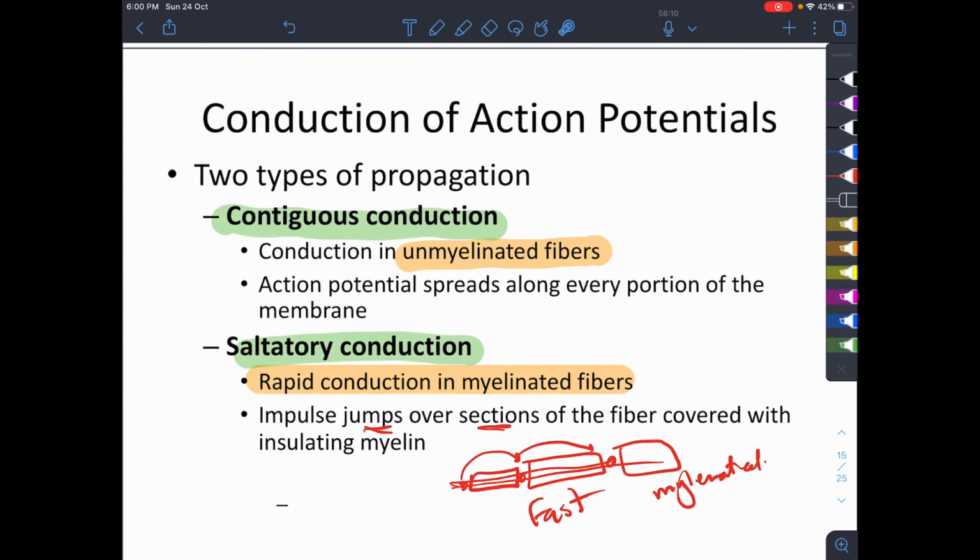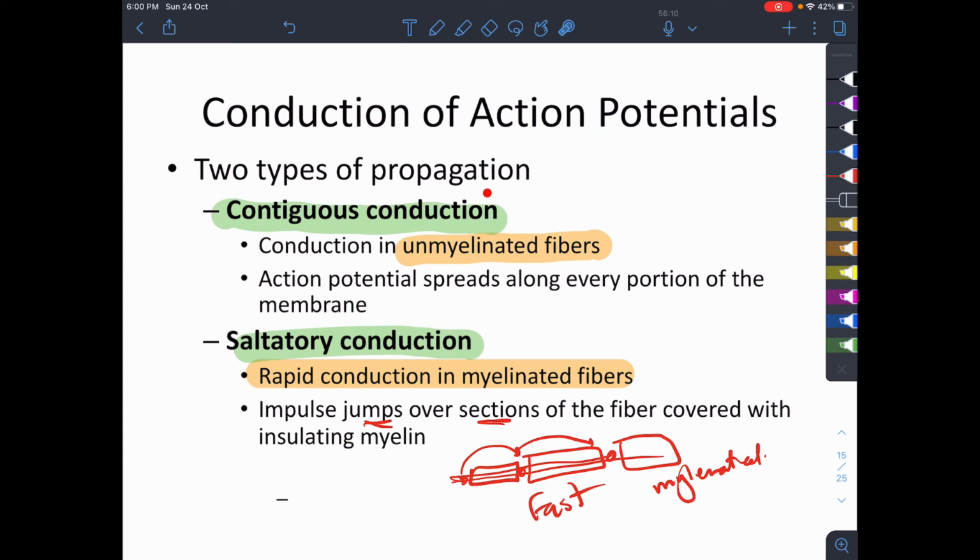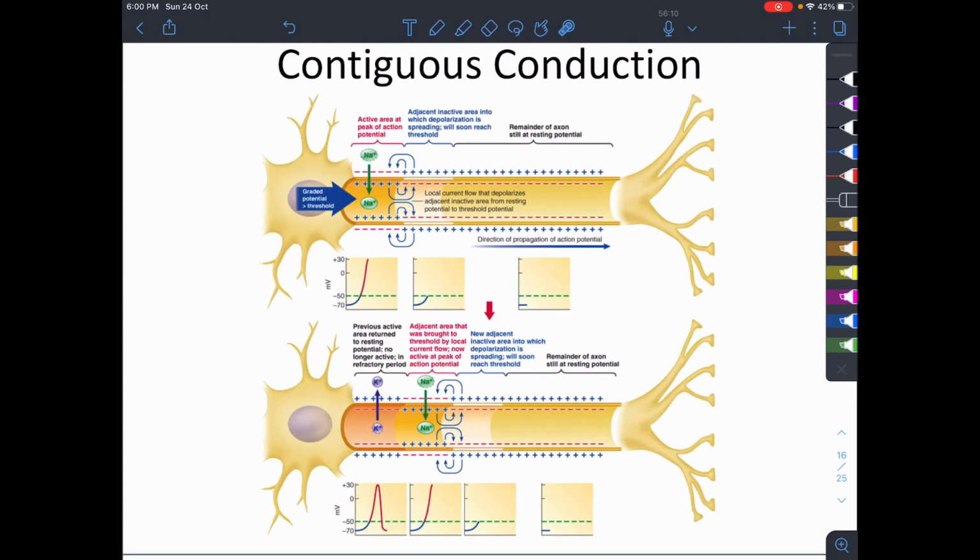So I have the two types of propagations depending on the myelination. If we have unmyelinated fibers, it's slower, and the action potential spreads along every portion of the membrane. The saltatory is actually rapid. The action potential jumps over sections of the fiber covered with the insulating myelin. So this is the contagious conduction. In the unmyelinated fibers, it's slower.